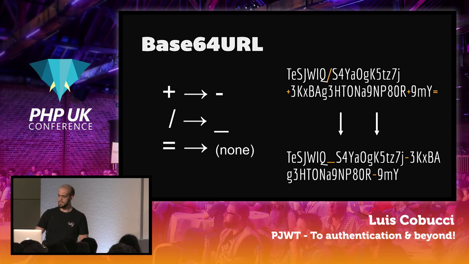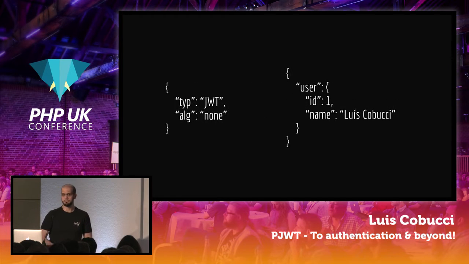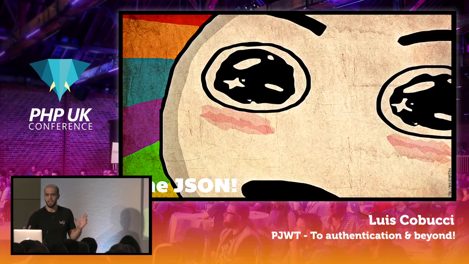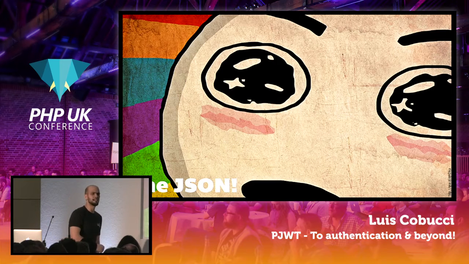Okay, so now that we know how to decode this token, let's apply that algorithm. And the result will be this. So, yeah, we have a JSON. Perfect. We can do all sorts of things. We can store anything in the JSON and pass it around, right?